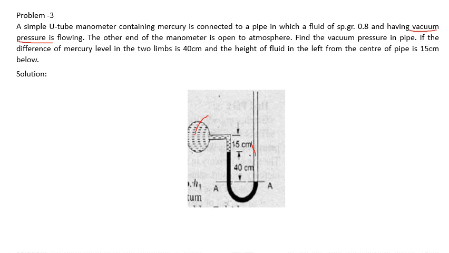The difference of mercury level in these two limbs is 40 centimeter. The height of fluid in the left from the center of the pipe is 15 centimeter below. So here from this mercury to the axis of this pipe, this height is taken as 15 centimeter. Now find out what is the pressure in the pipe. That is a vacuum pressure.